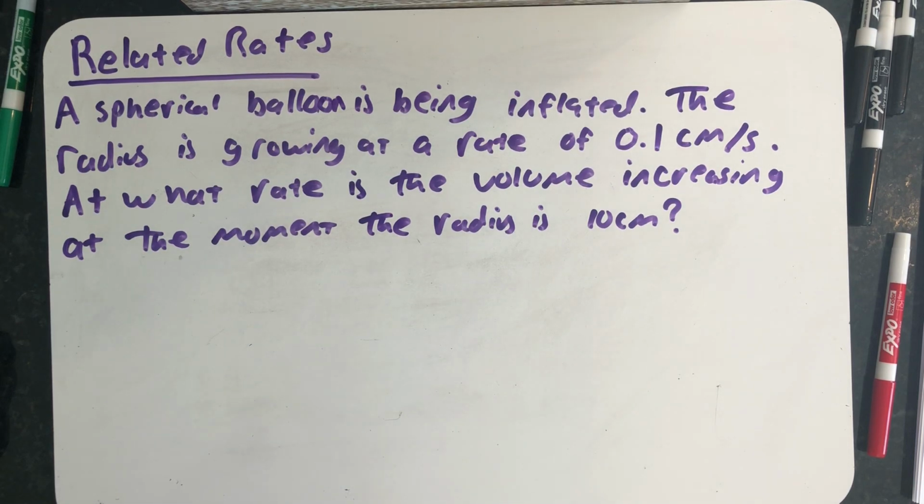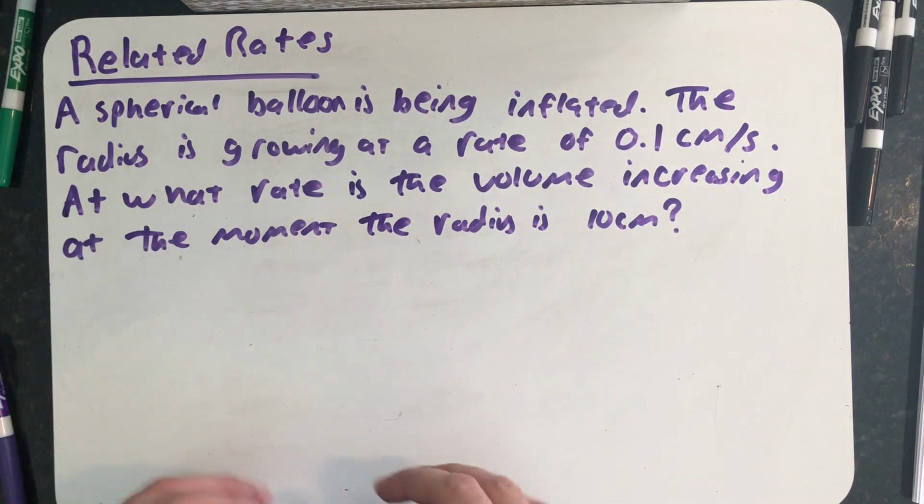I would like to work an example of what's known as a related rates problem. At the end of this video, we will write down a procedure that will help us solve any such problem. In this example, a spherical balloon is being inflated. The radius is growing at a rate of 0.1 centimeters per second. At what rate is the volume increasing at the moment when the radius is 10 centimeters?